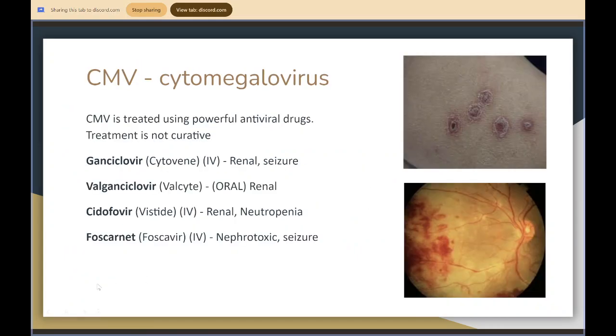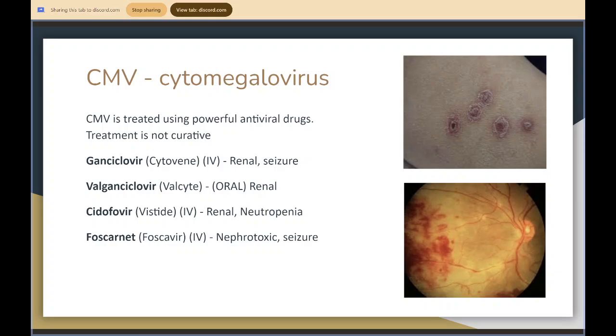Very good. Now let's talk about CMV. There's not a curative treatment. On the top right, you'll see CMV lesions on the skin. And on the bottom right, that is your eye. It's your optic disc, and that's what it looks like when there's CMV retinitis.